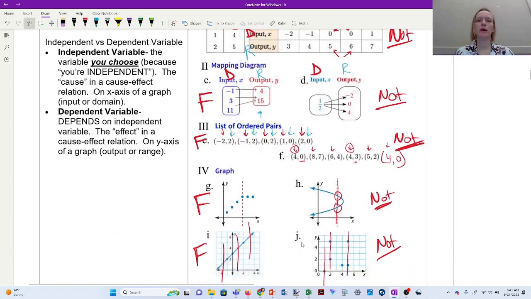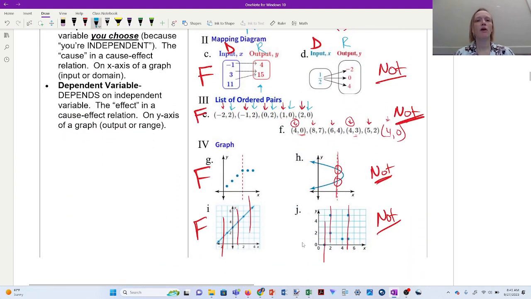Down here with our list of ordered pairs, I've already highlighted in relationship E all of my domains, which have a red arrow pointing to them. And all of my ranges have a blue arrow pointing to them, the x values and the y values. So you could list them out. My domain includes -2, -1, 0, 1, and 2. And my range includes 2. I don't have to list 2 more than once. Range is 2 and 0.